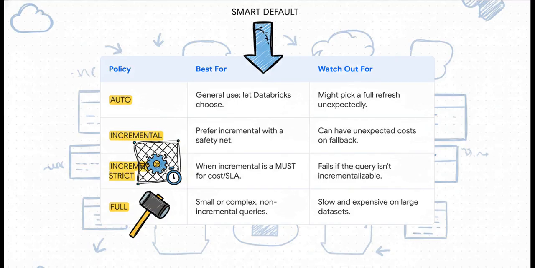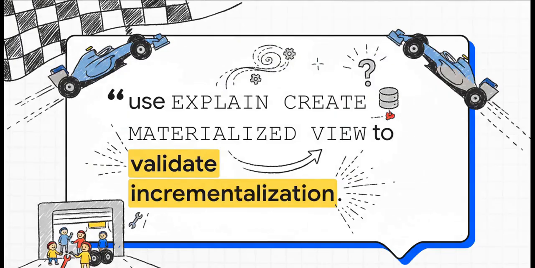Use incremental when you really want that efficiency, but you absolutely need a safety net. Choose incremental strict only when performance and cost are so critical that you'd rather the refresh fail than run an expensive full refresh. And finally, pull out the full sledgehammer for small tables or those complex queries we saw that just can't be incrementalized.